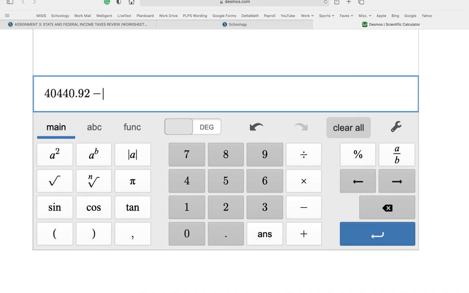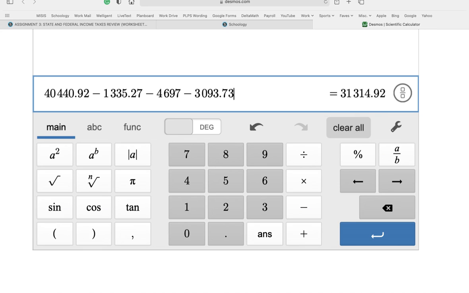40,440.92 minus 1,335.27 minus 4,697 minus 3,093.73. We get a total of $31,314.92 net pay.